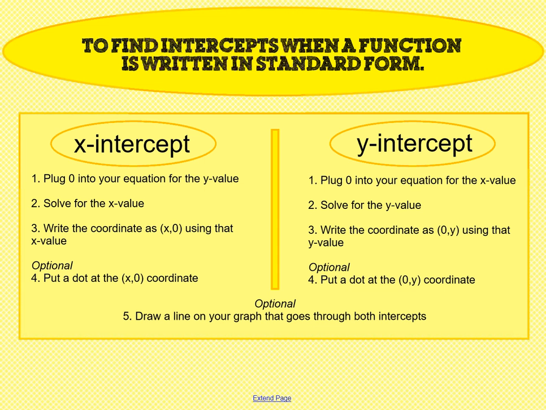So to find intercepts when a function is written in standard form, which means that it is in ax plus by equals c form, we follow these rules. If you would like to pause the video at this point to write the rules down, feel free to do that. I will be moving forward.